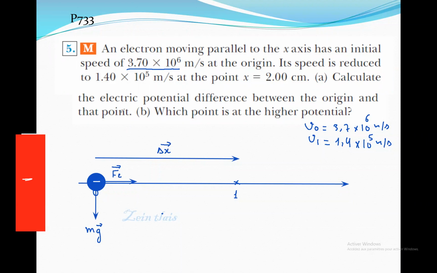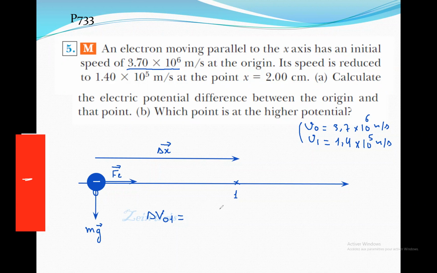I ask you to calculate the electric potential difference between the origin and that point. I want to calculate delta V between O and 1. Here I give you the velocity. I cannot calculate delta V from the relation E times dx, because I don't have the coordinates of 0 and 1, and I don't know the value of E. So it's impossible to use this relation to calculate delta V. You have to think of another method.